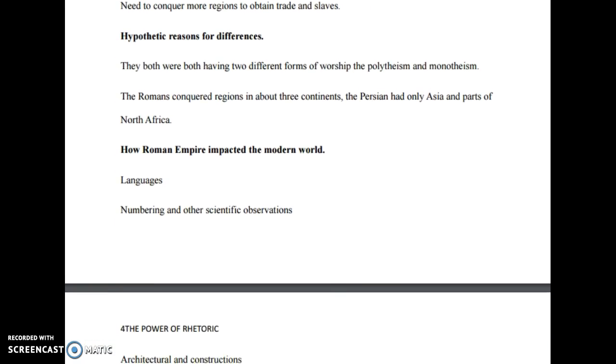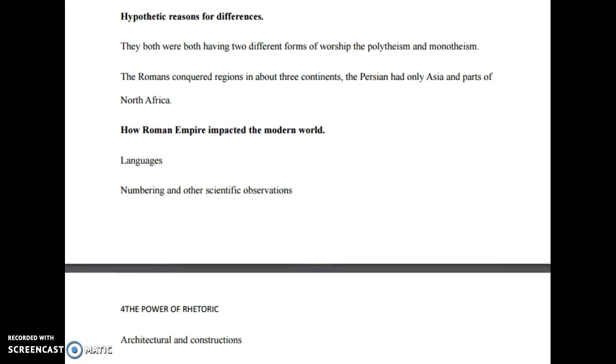Now let us look at the hypothetical reasons for their differences. Both were having different forms of worship, polytheistic and monotheistic. That is one critical difference that is drawn across both of them. Then, Rome conquered about three continents, and the Persian Empire conquered only Asia and parts of North Africa. So we can see that is another difference.